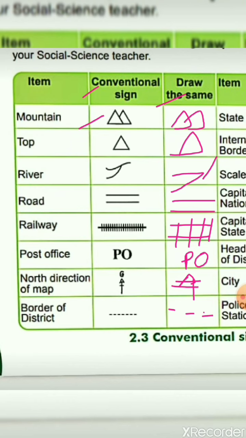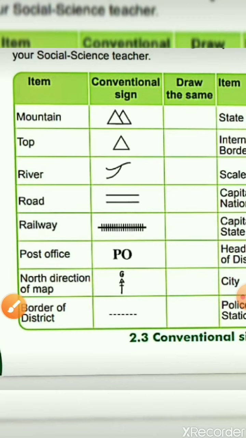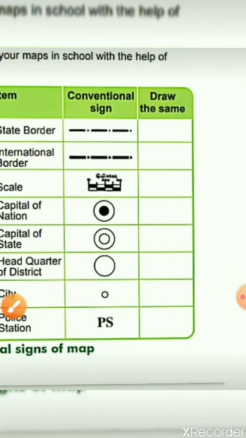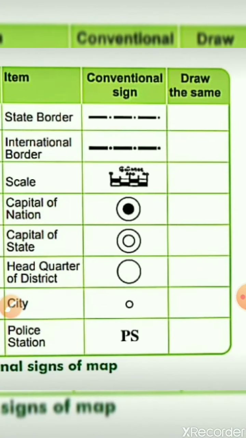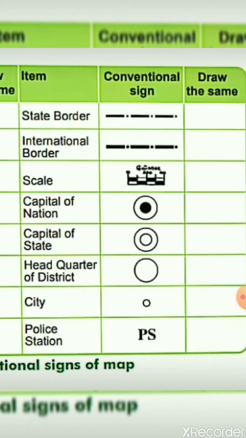So the sign, conventional sign, कौन से sign use की जाती है mountains के लिए, railway के लिए, right? That easily आपको you can recognize it. For that reason, same students you need to do over here also, right? So you can see that there is a state border, for state border which sign is there, then international border, then scale के लिए कौन से sign है, you can see this.